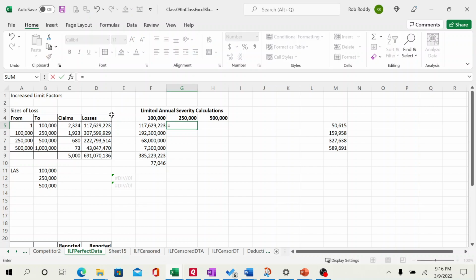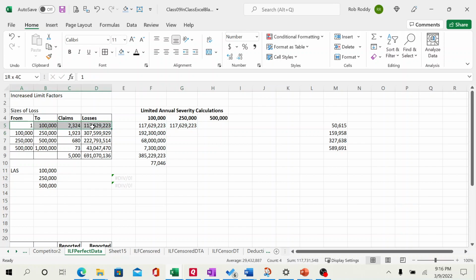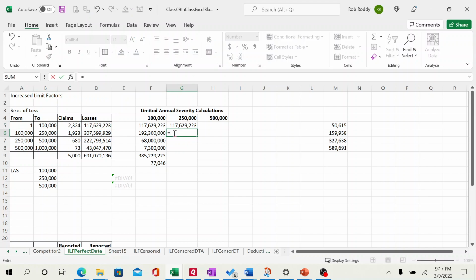Well, first things first. In this layer of 0 to 1,000, you take them all, right? Because if you limited your loss to $250,000, none of these would pierce the limit. Second, none of these losses would pierce the limit either. You're at $307 million. So you take all the dollars.